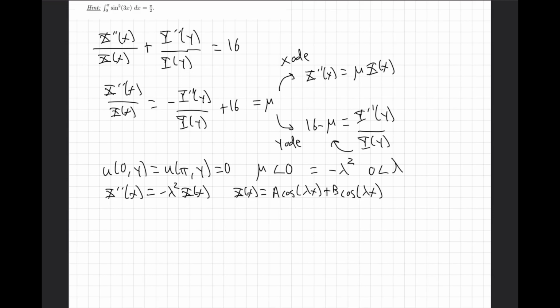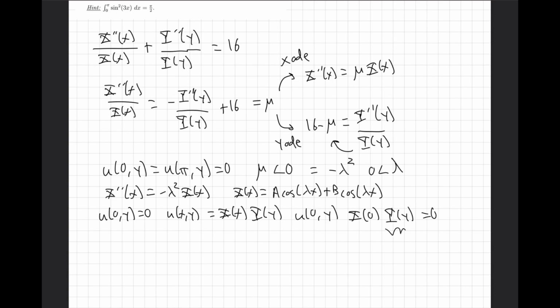Now, we have the solution. What do we do from here? Well, let's go ahead and apply some of those boundary conditions. We said u of 0 comma y is equal to 0. So we said u of x and y equals X of x times Y of y. So u of 0 comma y corresponds to X of 0 times Y of y. This is equal to 0.